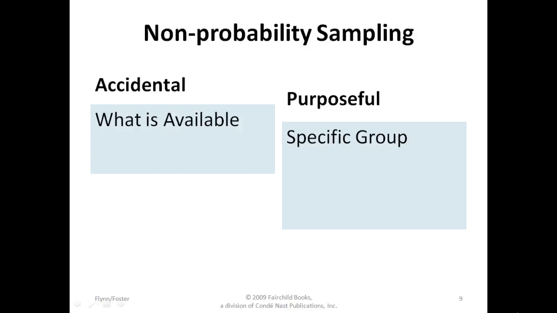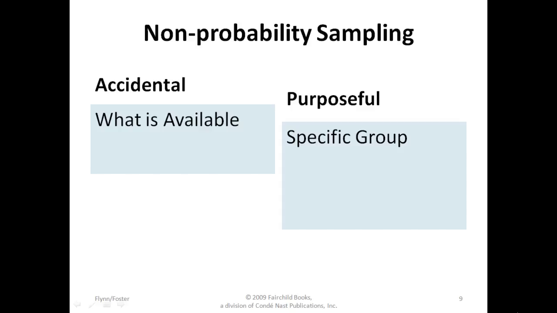Next is non-probability sampling, which is the form of sampling that you will be doing. First is accidental sampling, and this is where you use what is available to you. So you use the first 20 people who enter a laundromat to do their laundry, is who you would interview. Or the first 25 people who walk into the sub is who you would interview.